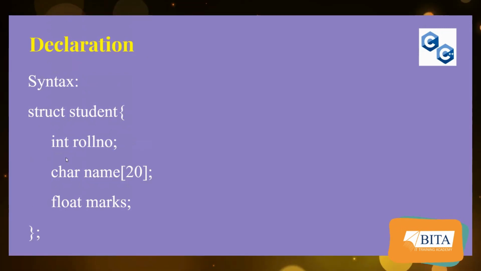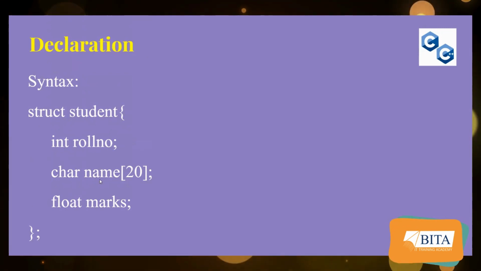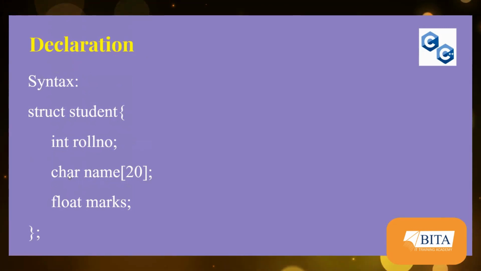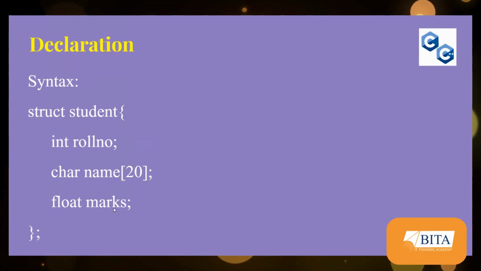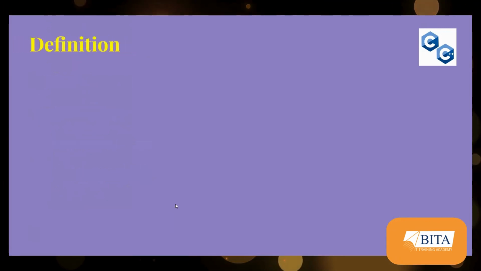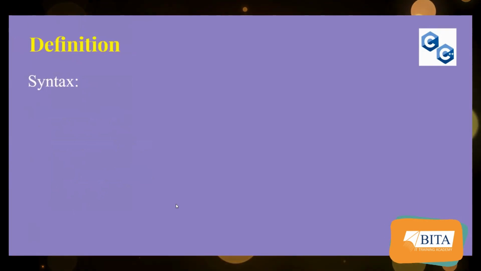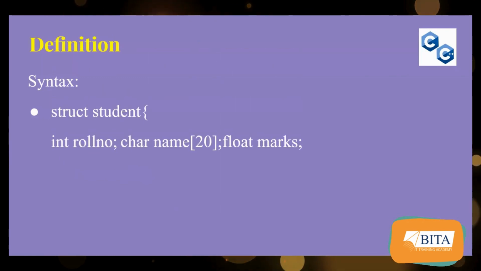We are grouping together three data types here: one for the roll number, which is the integer data type; name takes the char data type, the string data type; and marks is the float data type. And stu1 and stu2 are the structure variables. Now at this point of time, the memory is allocated.